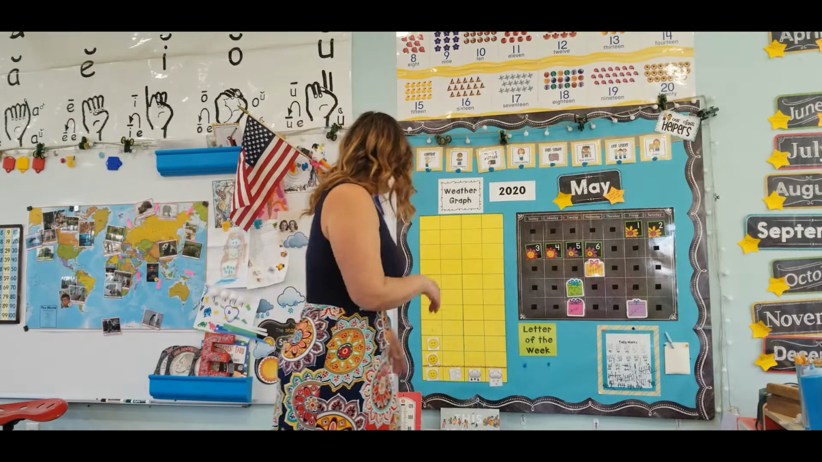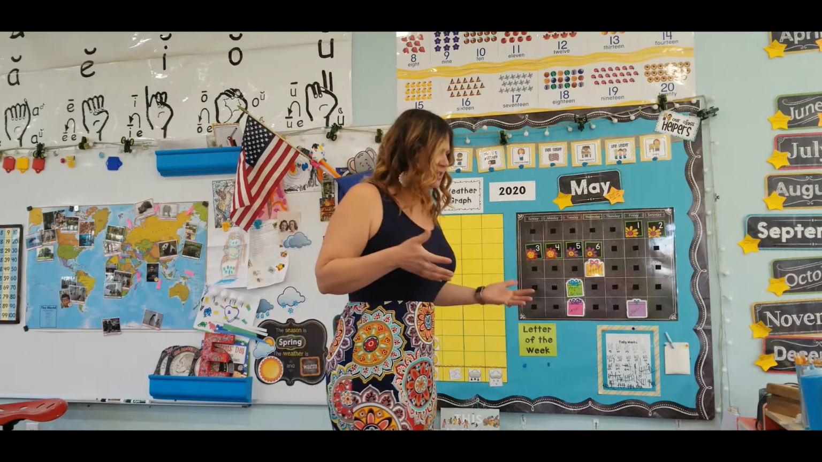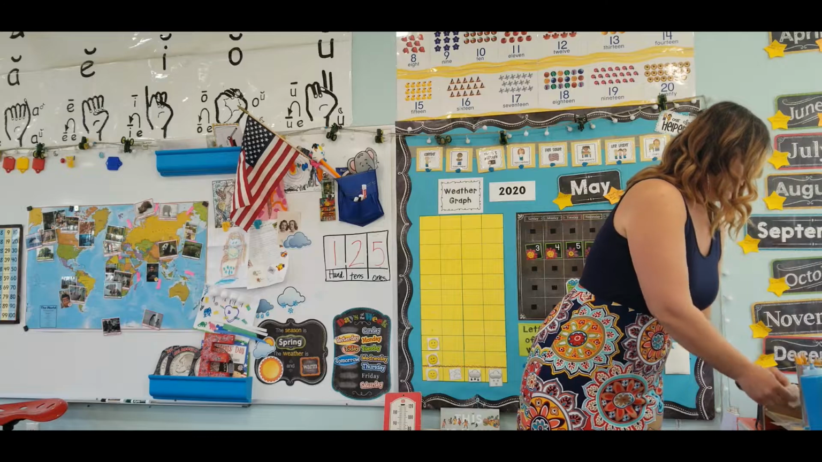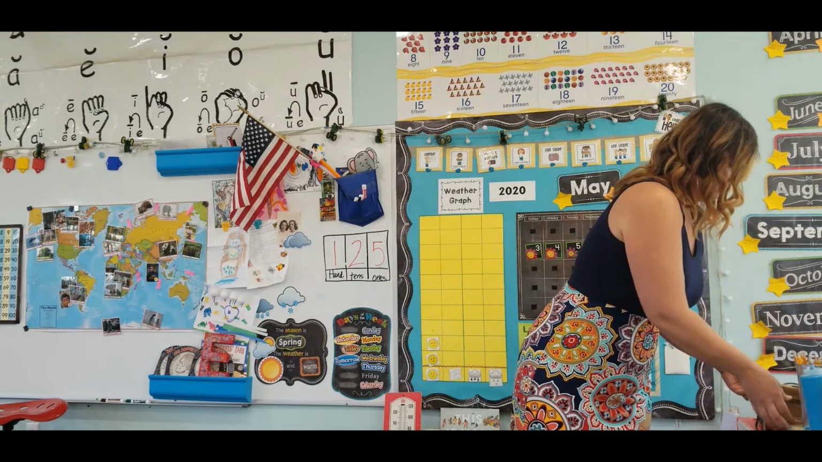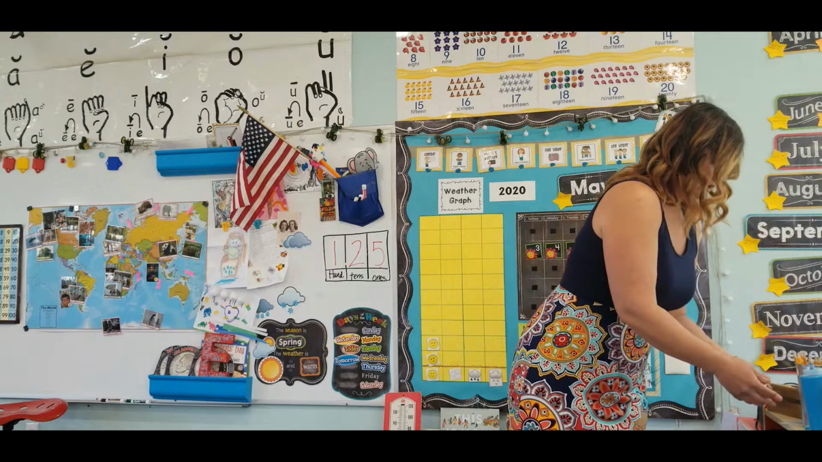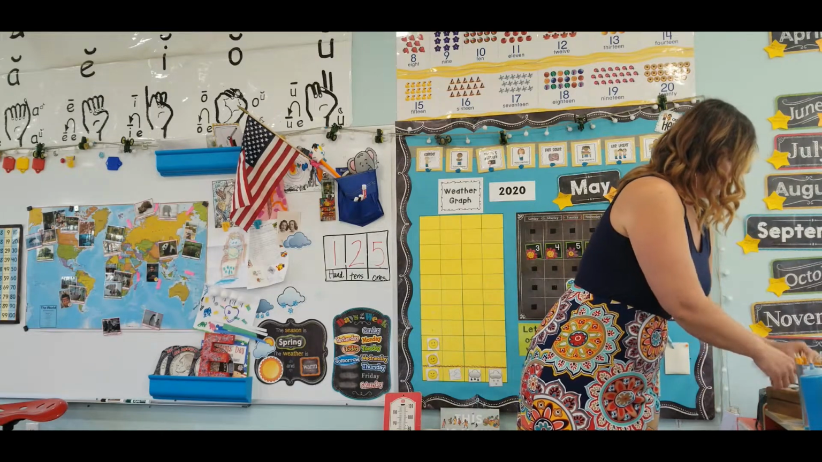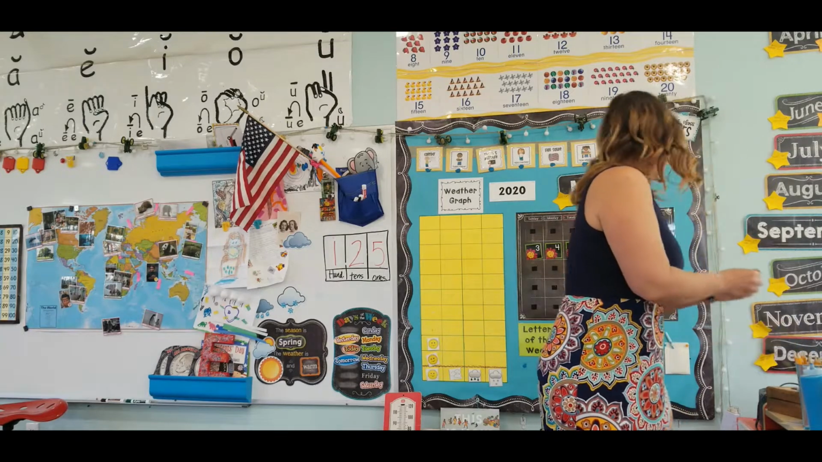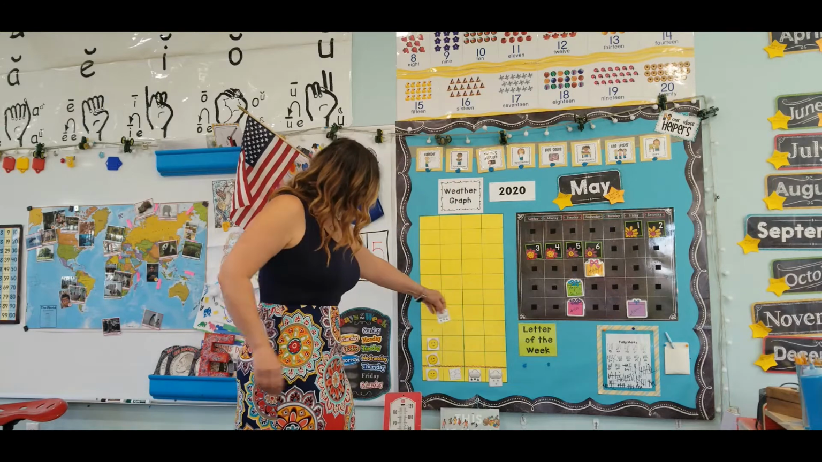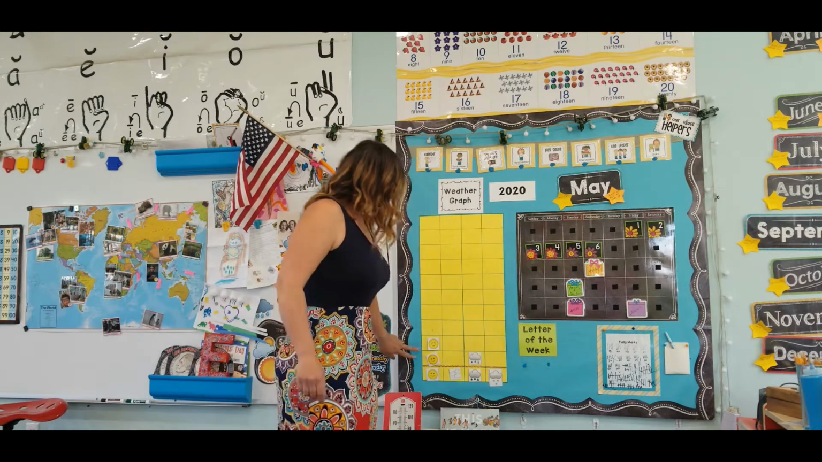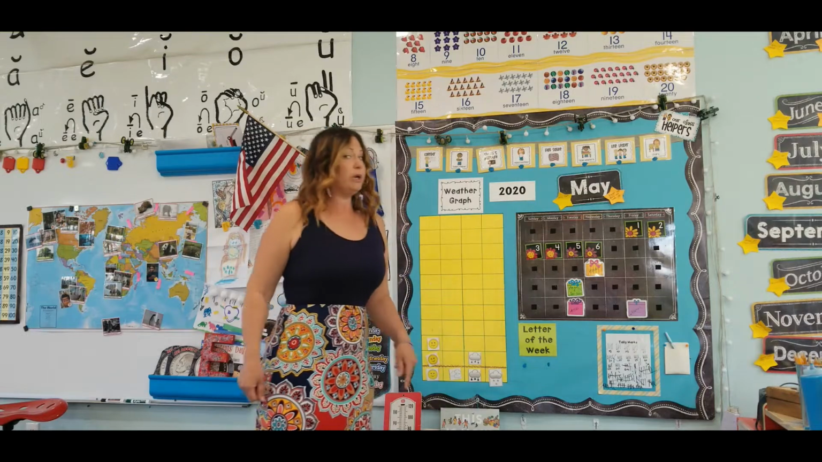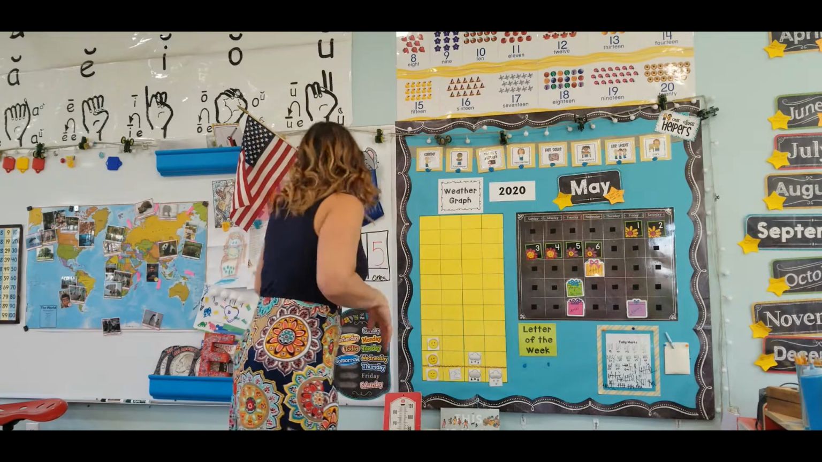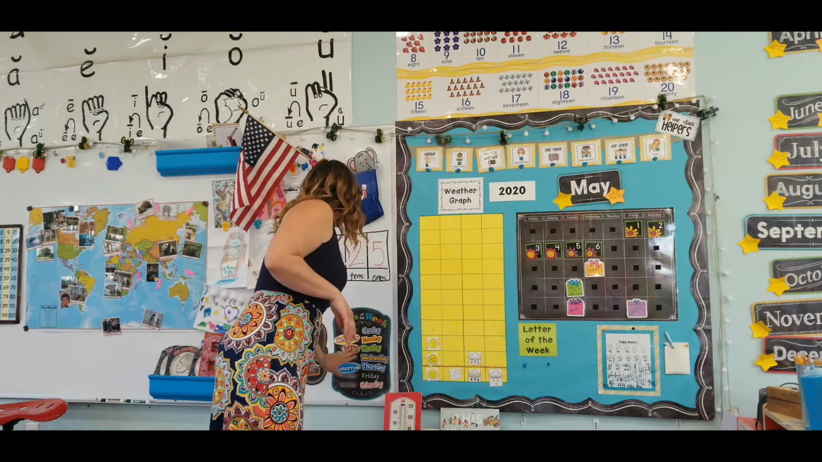What do you think? Should I put rainy? Should I put cloudy? Decisions. Maybe I'll just put rainy up there. And if it doesn't really do it the rest of the day, then we'll change it tomorrow, okay? We'll talk about that. All right. Rainy on the weather graph. It is 2 sunny days, 1 rainy day. Or we'll change it to cloudy. We'll see what happens.